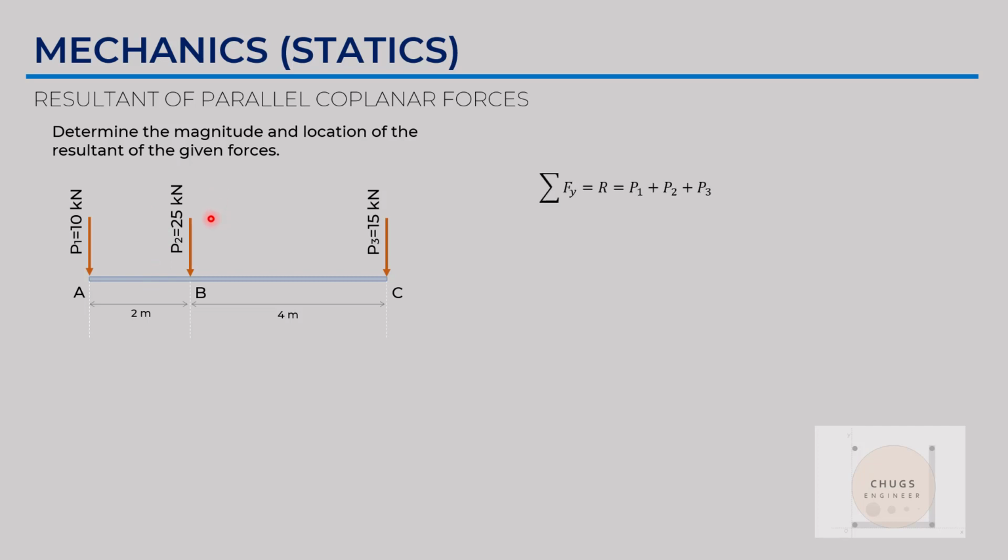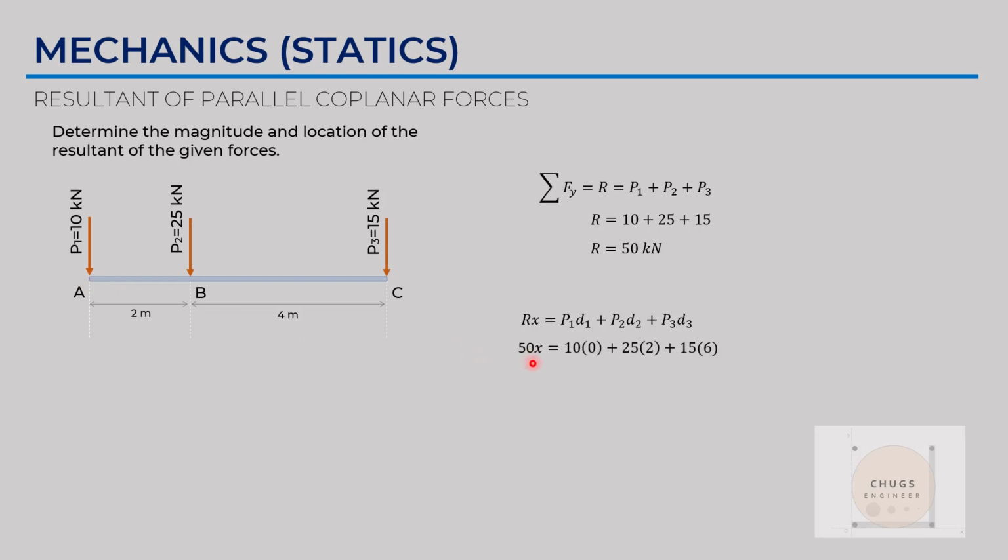Okay, so your resultant is the summation of forces that is P1 plus P2 plus P3. Sum up lang natin yung lahat ng pwersa, that is also 50 kilonewton. And by Varignon's theorem again, we will be having Rx that is P1 D1 plus P2 D2. So magmo-moment ulit tayo dito sa A.